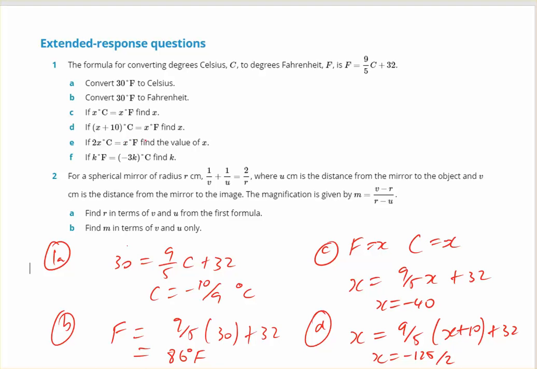Similar thing here. You sub in x for Fahrenheit and 2x for Celsius, and you find the value of x. Same thing here: instead of F, you sub in k, and instead of C, you sub in negative 3k, and you're solving for k. So that's essentially what we're doing here. We're just manipulating the formula based on what information they give us. Hopefully that helps.